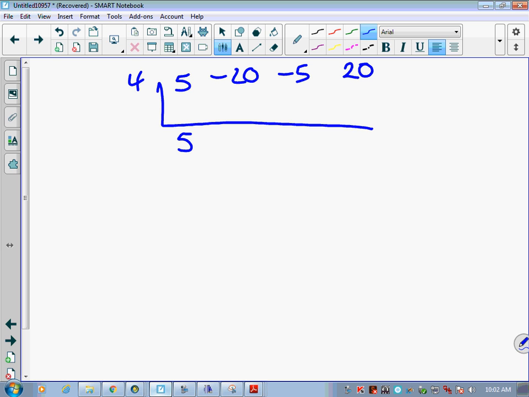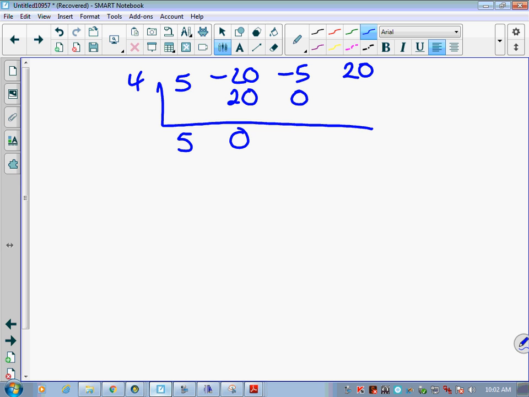What do I do between 4 and 5? Multiply. What's 4 times 5? Where do I put it? Under the 20, under the negative 20. What do I do between negative 20 and 20? And get 0. What's 4 times 0? Where do I put that?